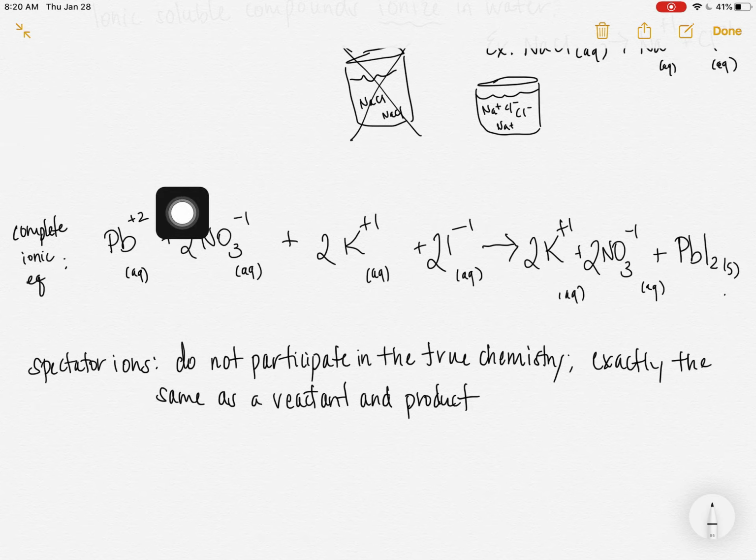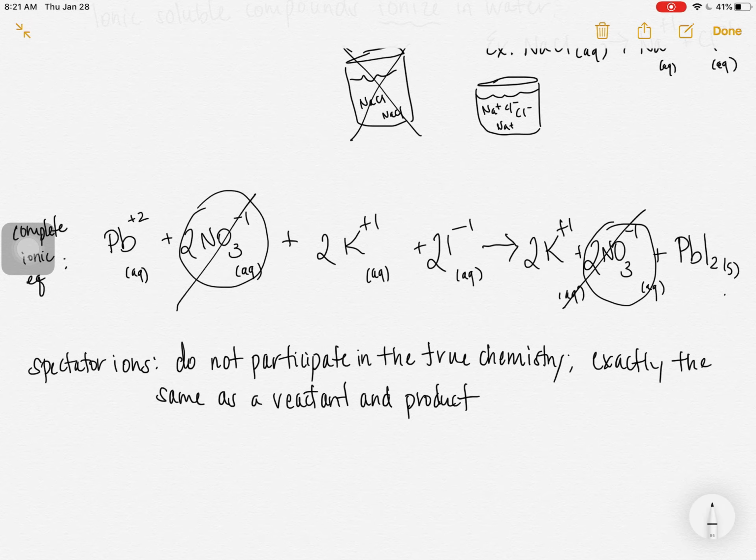The first one is the 2 NO3 minuses, because look, 2 NO3 minus aqueous, 2 NO3 minus aqueous, they are spectators. And so what we're going to do is eliminate them from the equation. Because did they change? Nope. Did they go through any chemical reaction? Nope. They're just hanging out in the beaker. The other spectator is the potassium ion. 2 K pluses and 2 K pluses, nope, remained unchanged, right?